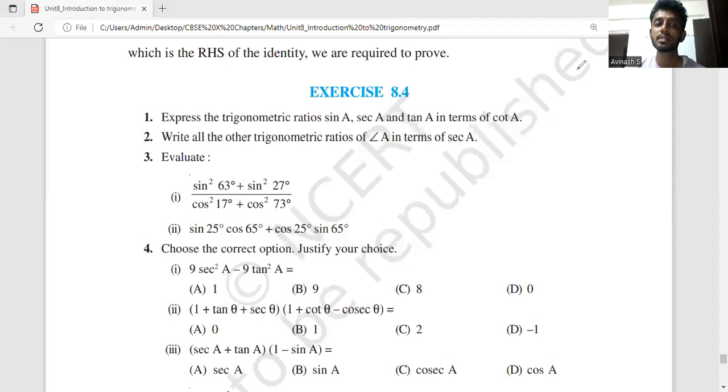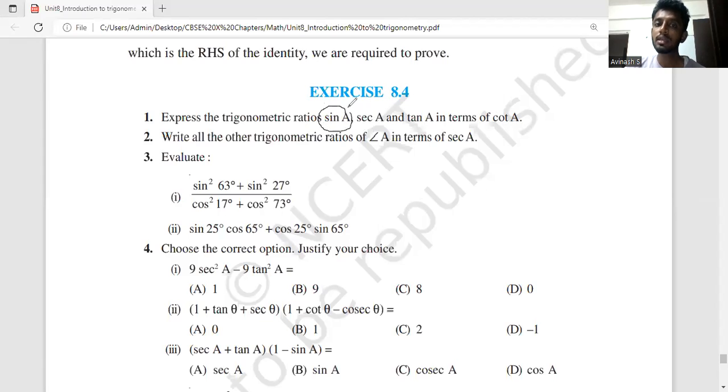Now let us try to understand the first question. Express the trigonometric ratios sin A, sec A and tan A in terms of cot A. So what they mean by that is, we have to equate sin A, sec A and tan A, all three of them individually, in such a way that we get only cot A in the right hand side. That cot A can be of any form. It can be the denominator, numerator, in square roots, in squares, whatever it is, positive, negative. But we have to represent sin A only in terms of cot A. So now let us approach this one by one.